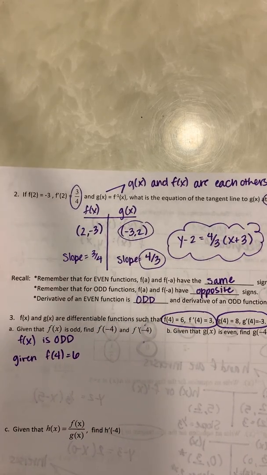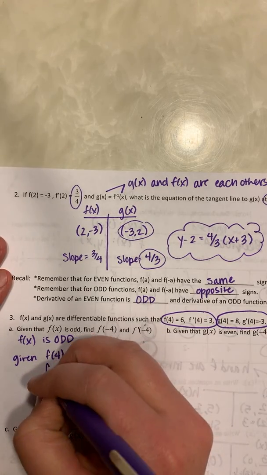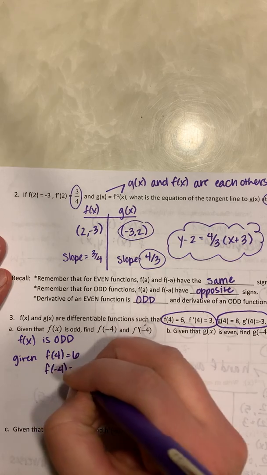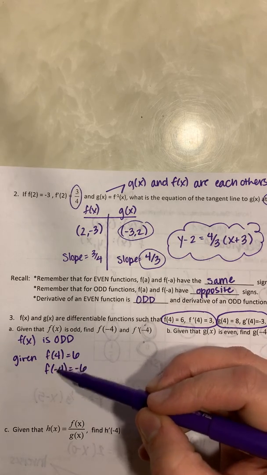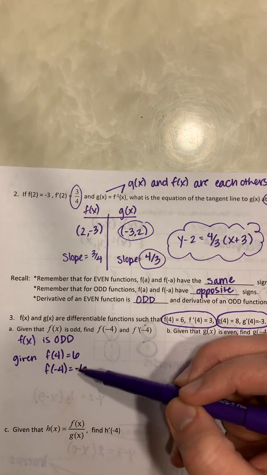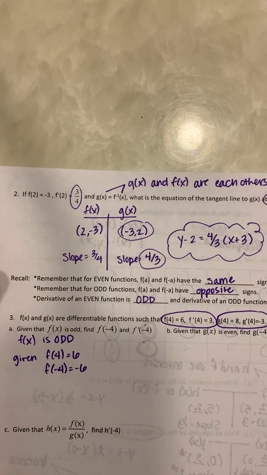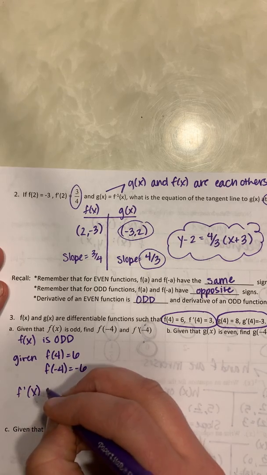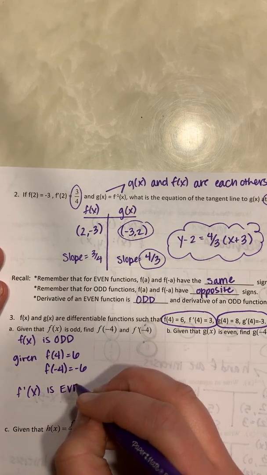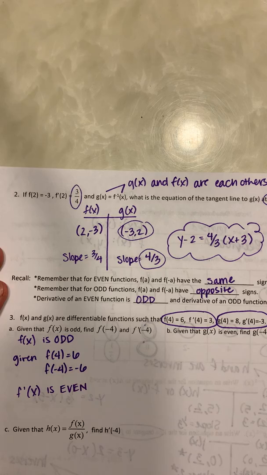Okay, well then think about it. If f is odd, then f of 4 is 6. Then f of -4 needs to be -6. Because remember, for odd functions, when you change the sign on x, you have to change the sign on y. Okay, now the other thing that we know is that if f is odd, then f prime of x must be even, right? Because the derivative of an odd function always switches to be even.